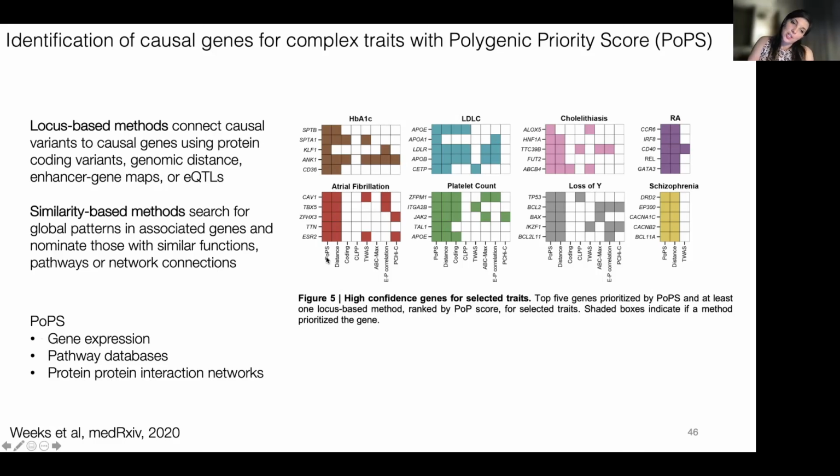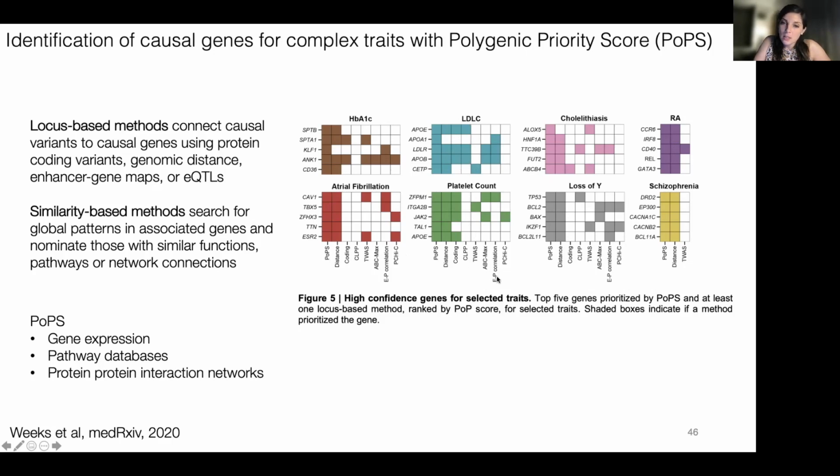And this figure is just showing if you used POPS and then comparing to other commonly used methods for nominating causal genes, how likely the top genes were to be represented in the other data. So like for atrial fibrillation, for example, the top 5 genes that POPS found were also the top 5 genes by distance. And then there was some overlap with some of these other methods. For LDL cholesterol, it was a little more, the coding variants seemed to also nominate the same genes as POPS.